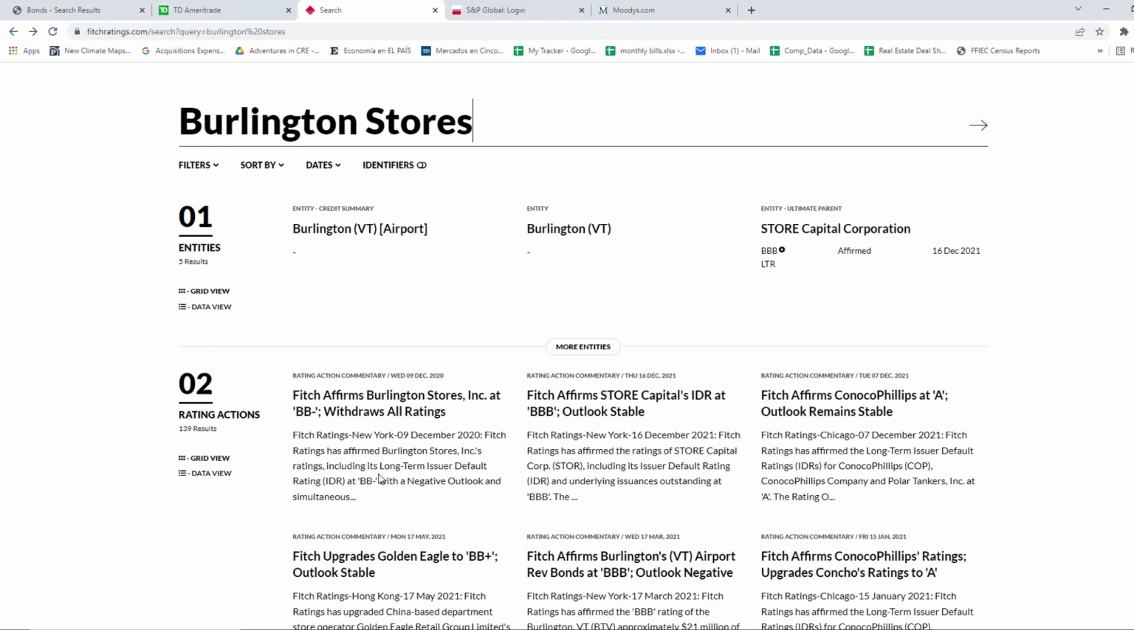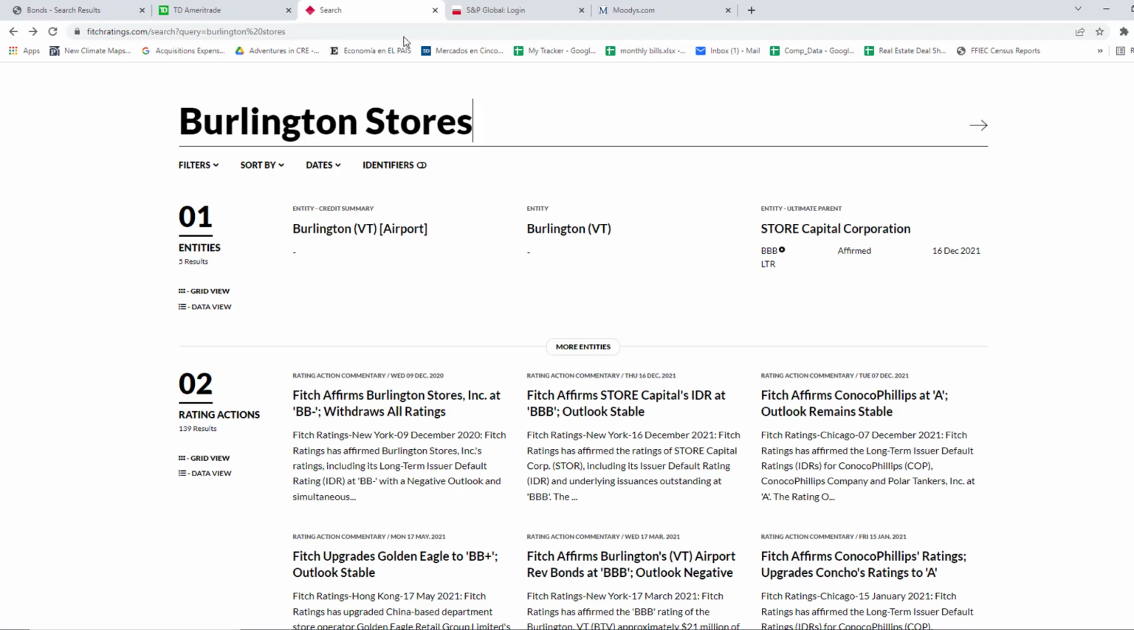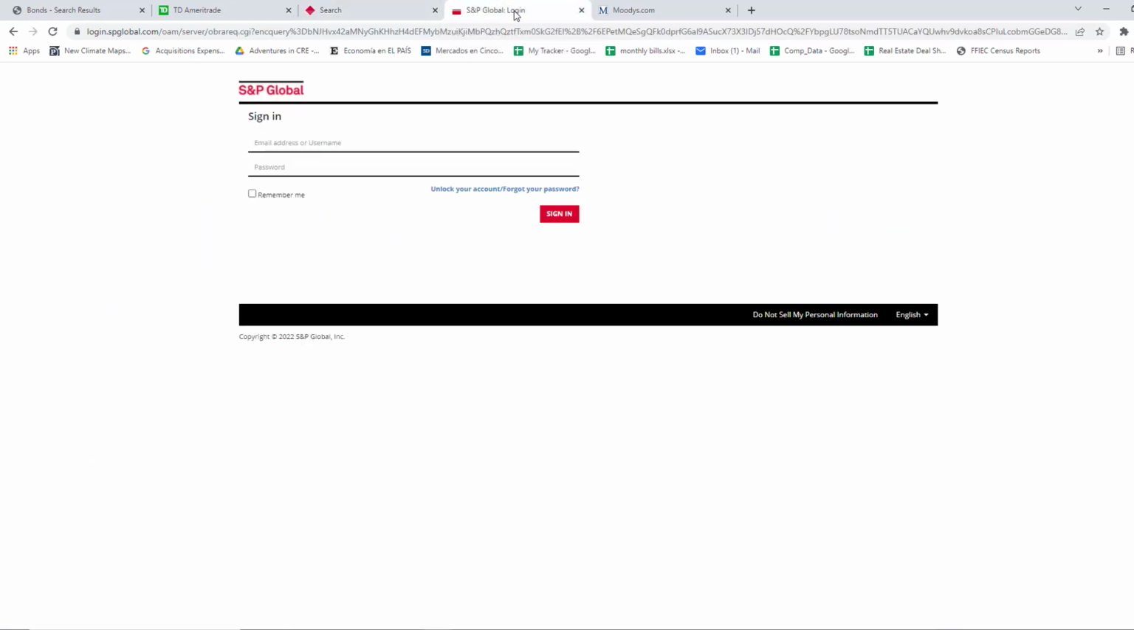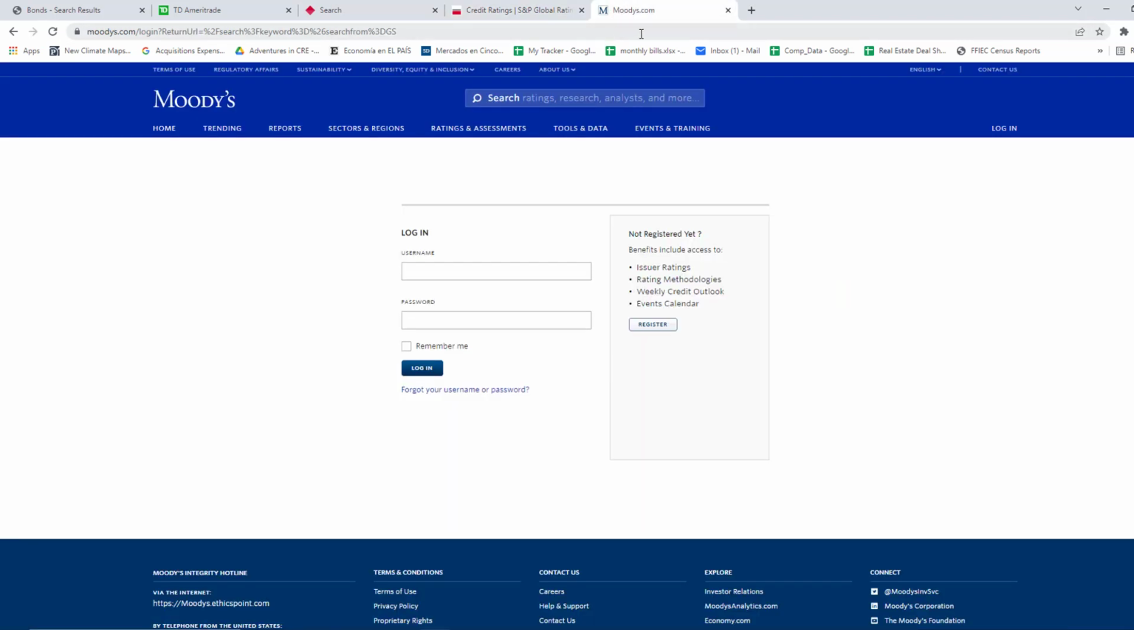So I found my first rating, which was a BB minus for Fitch. And this, again, is not investment grade, so this will read no. And then Moody's and S&P, if you try to search on their sites, you need a login. So at least I'm not aware of an ability to go and find these credit ratings on their site. So those were my options that I used.